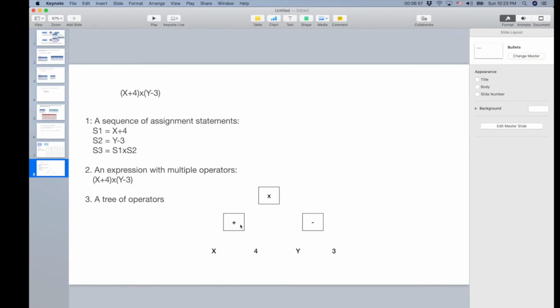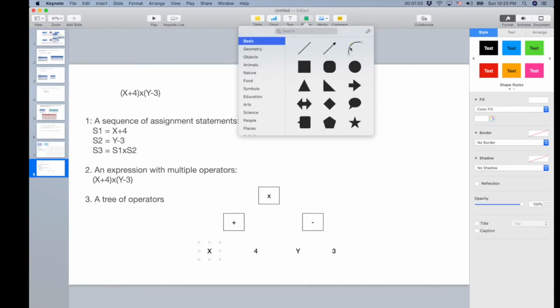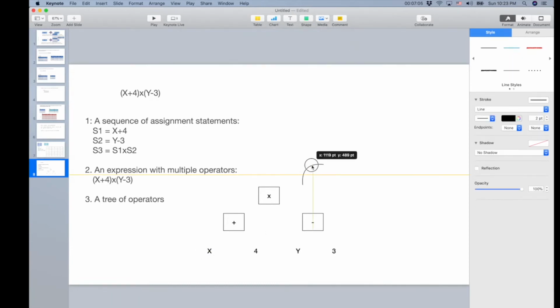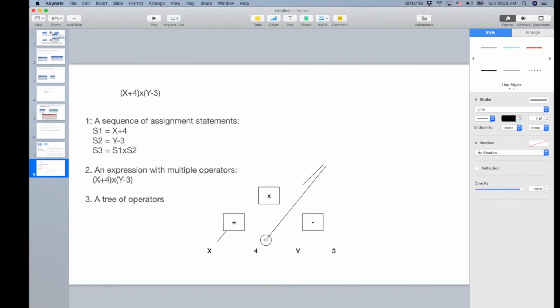So for the operator, we have this boundary, right? For the number, we don't have boundaries. It will be a tree. We can further add the links among the nodes. So this plus operator connects to both x and 4. It denotes x plus 4, right?